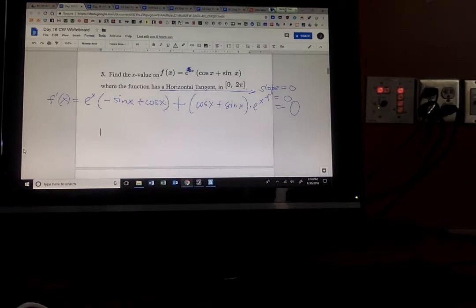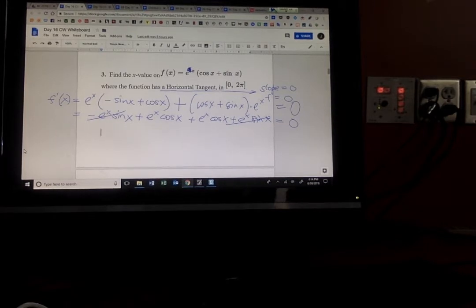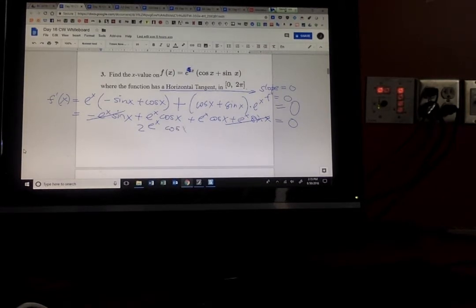So I'm going to distribute to make it easier on myself. Negative e to the x sine x, I'm just distributing, look down, distribute. e to the x cos x, plus e to the x cos x, plus e to the x sine x. And what do you observe happen? And then what algebra can I do? What can I do next step? Thank you. What's e to the x cos x plus e to the x cos x? 2 e to the x cos x. So basically I'm factoring out e to the x. So cos x plus cos x, 2 cos x. e to the x cos x equal to 0.